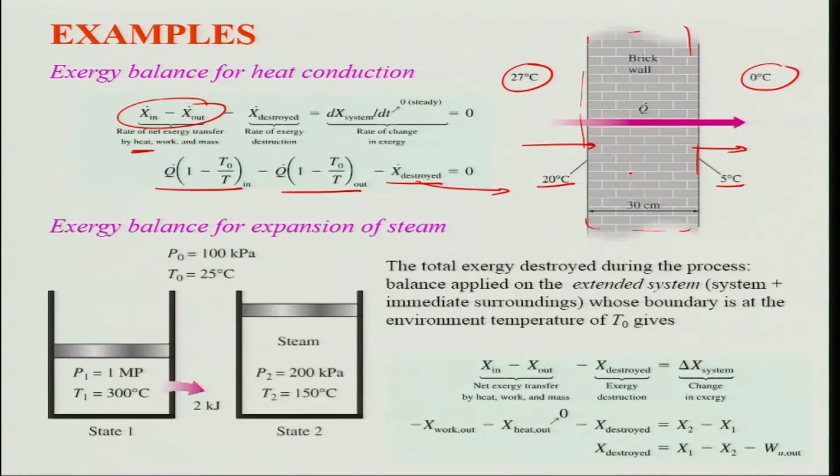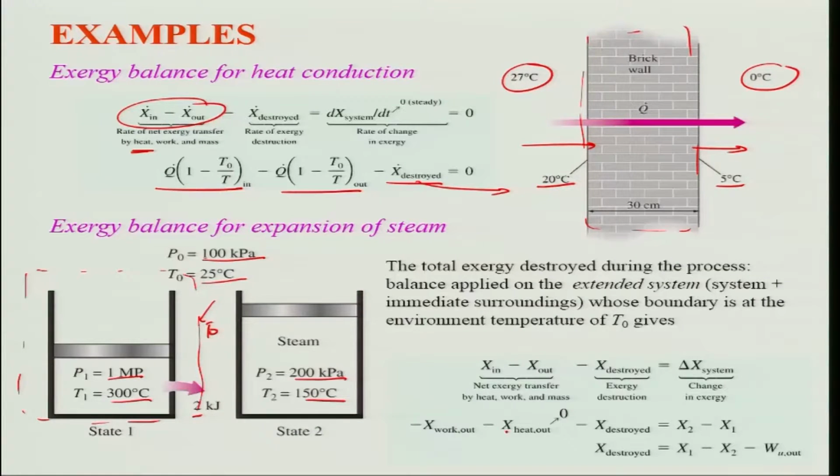Okay, now you can take another exercise, which would be the expansion of steam. Here you have a piston cylinder device, which has the initial state given and the final state given, and what is being asked is to find the total exergy destroyed. Now the total exergy destroyed would also include the immediate surroundings, because your outside temperature is T0, with P0 at 100 kilopascal and 25 degrees Celsius. So if you include the surroundings, the temperature at the boundary of this immediate surrounding would become your T0.